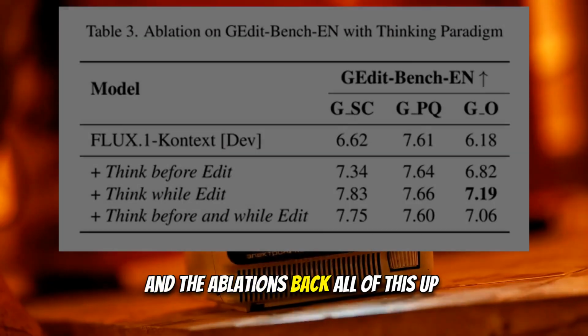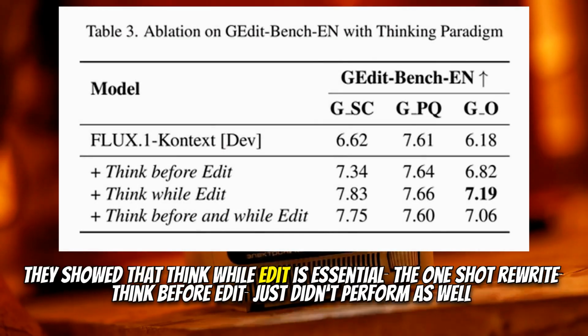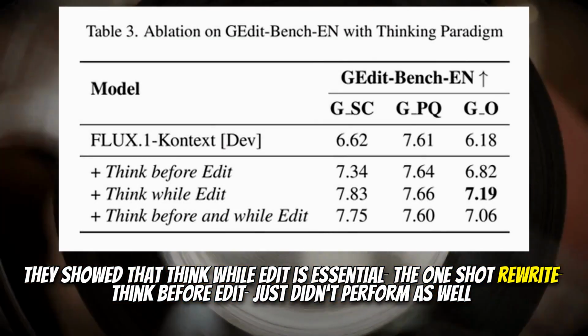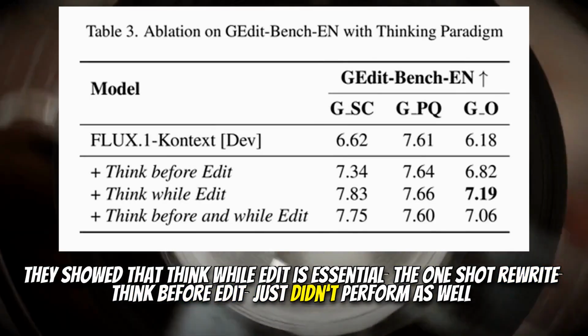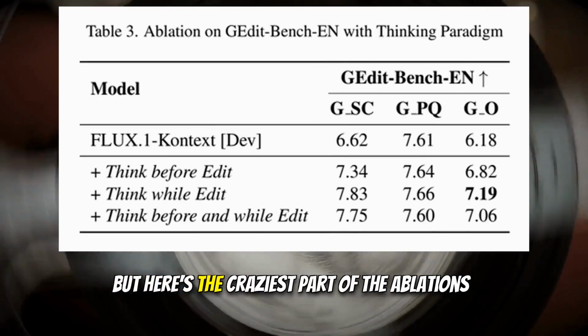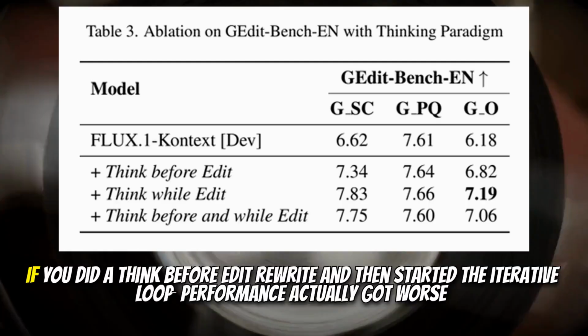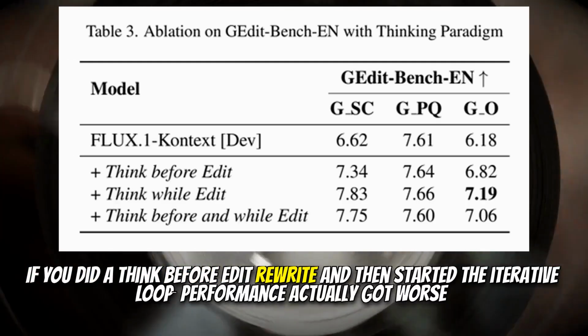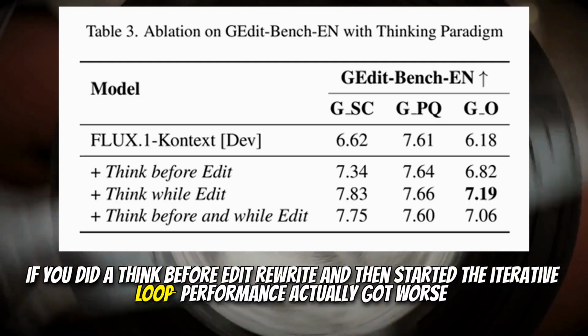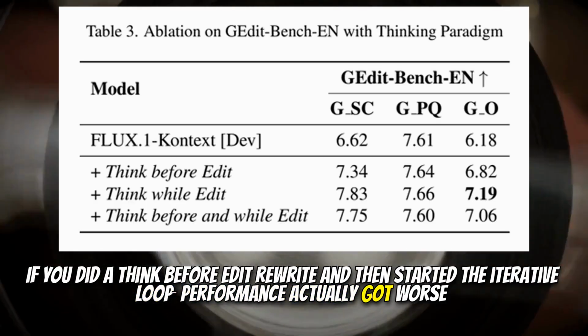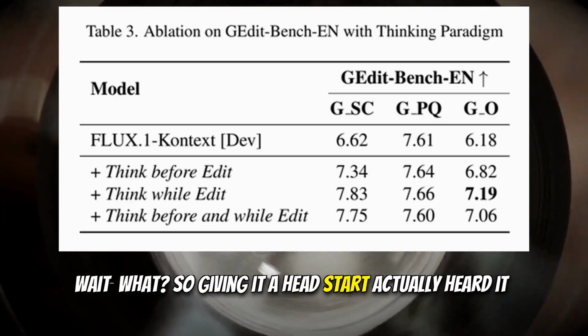And the ablations back all of this up. They showed that think while edit is essential. The one-shot rewrite, think before edit, just didn't perform as well. Right. But here's the craziest part of the ablations. If you did a think before edit rewrite and then started the iterative loop, performance actually got worse. Wait, what? So giving it a head start actually hurt it.